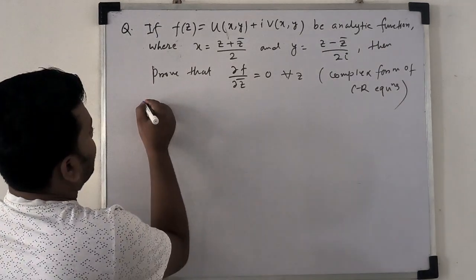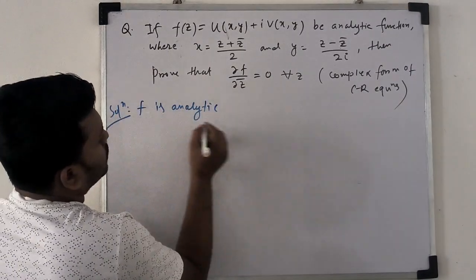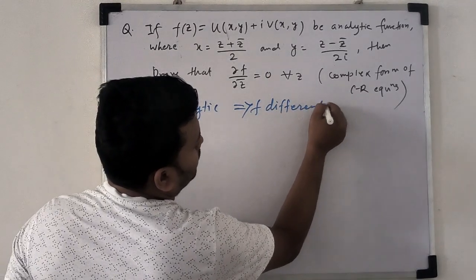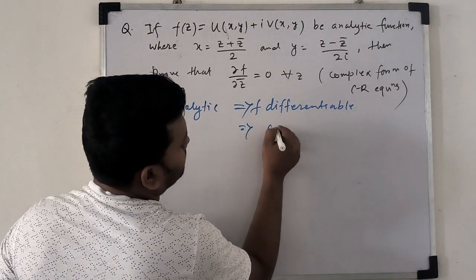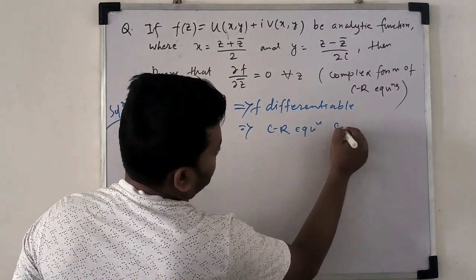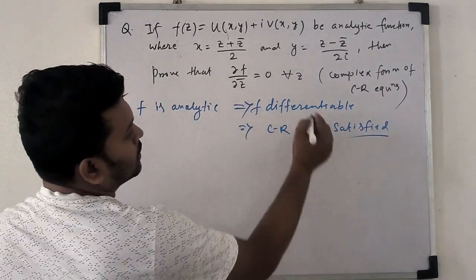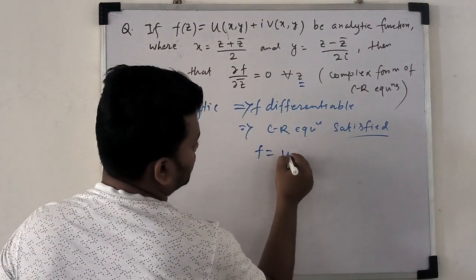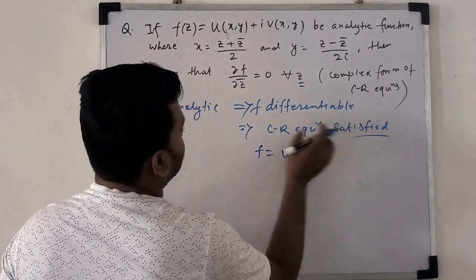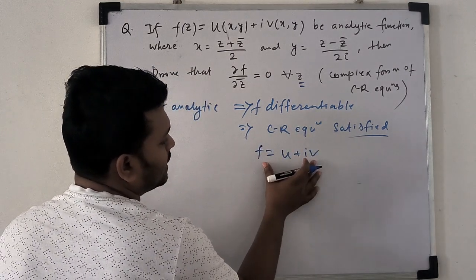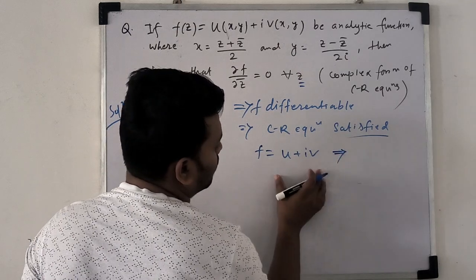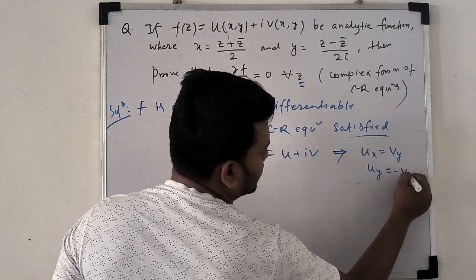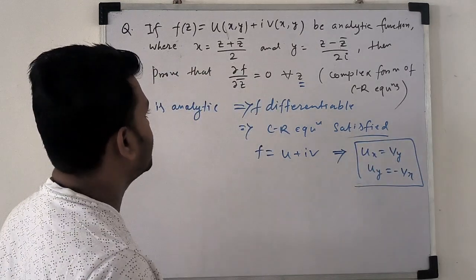So first of all, f is analytic, so this is differentiable. This means the CR equations are satisfied at any point z. If f = u + iv is analytic, that is, differentiable, then it will satisfy the CR equations. So from this we get u_x = v_y and u_y = −v_x. So this equation we will use.